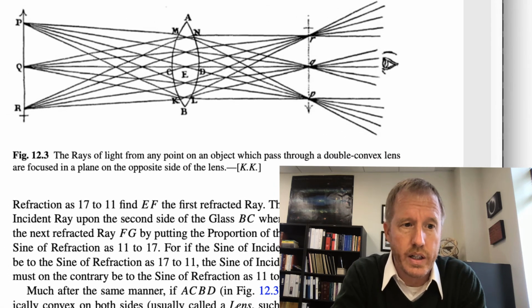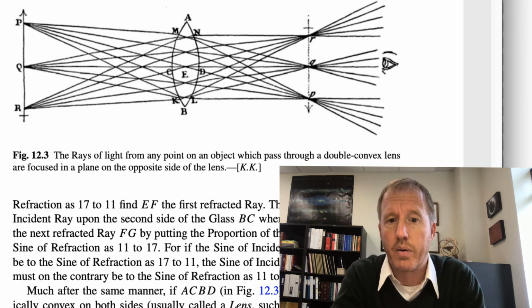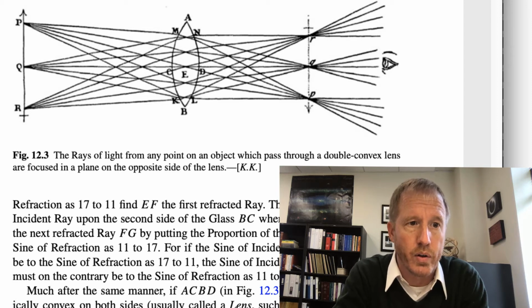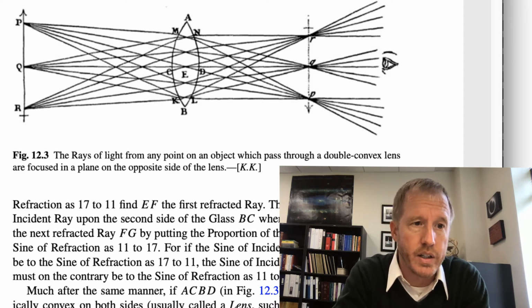Now, the next thing that he does is he talks about how the light rays from an object bend when going through a lens. He has in mind understanding how, for example, a telescope or a microscope would work. So, now in figure 12.3, on the left-hand side, he depicts an object. It's a vertical arrow, PQR.